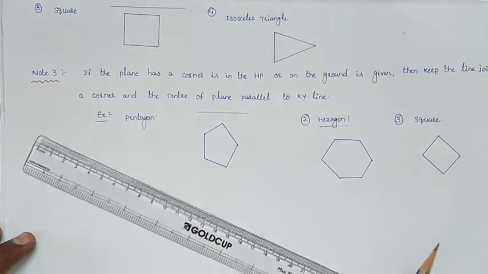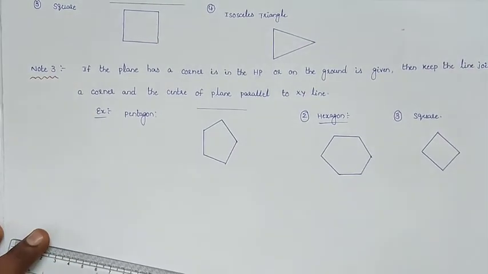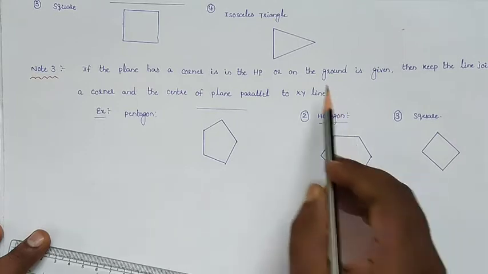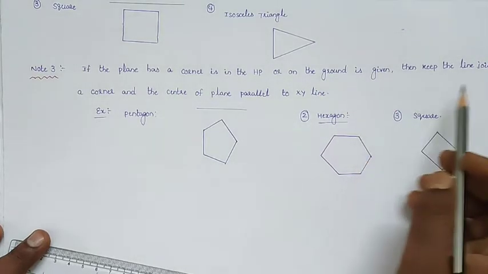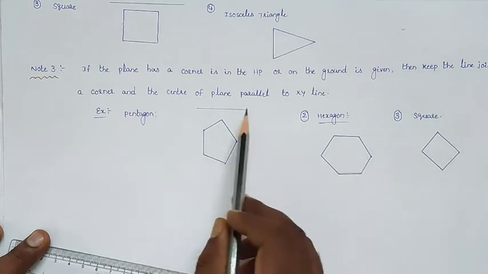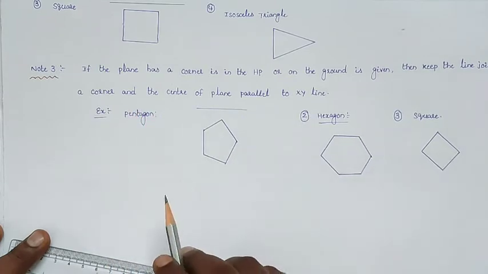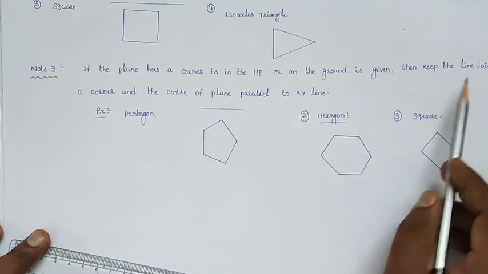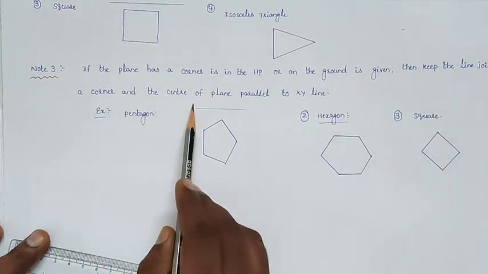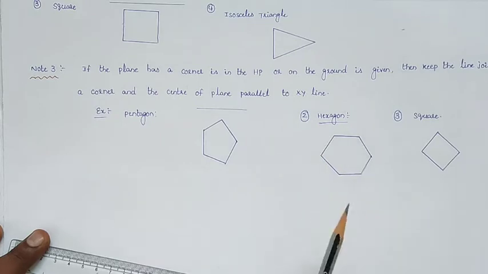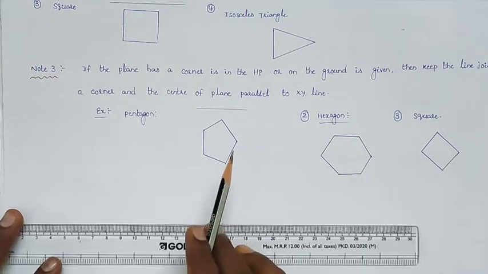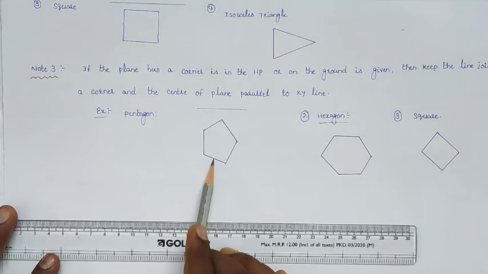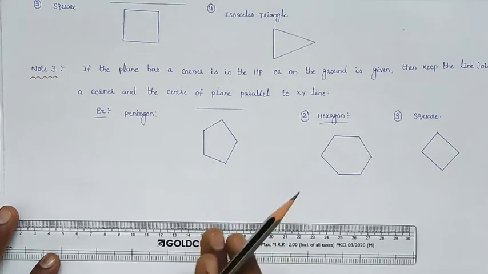And coming to the next stage, suppose a corner of the plane is on the HP, or on the ground, as given in our problem. Keep the line joining a corner and the center of the plane parallel to the XY line. Suppose it is a pentagon, we will get the shape of the pentagon like that. So for a side and a corner, we will draw the same shape for the pentagon only.